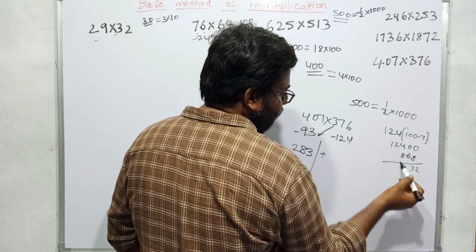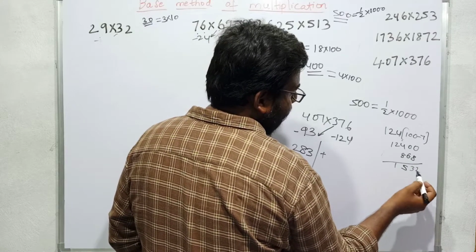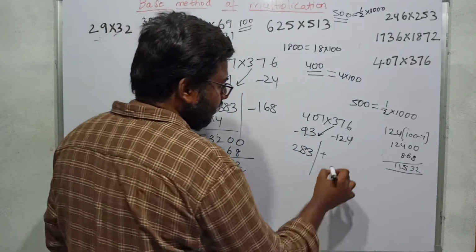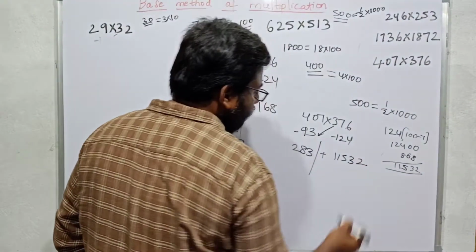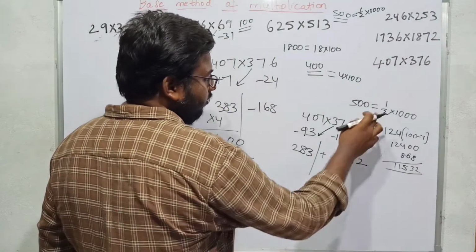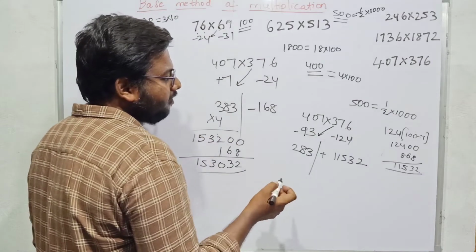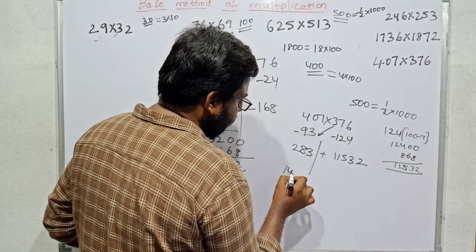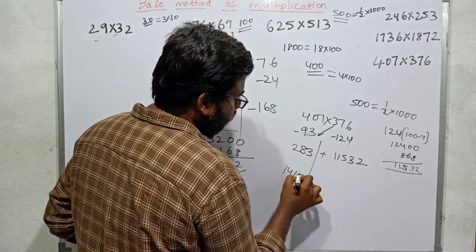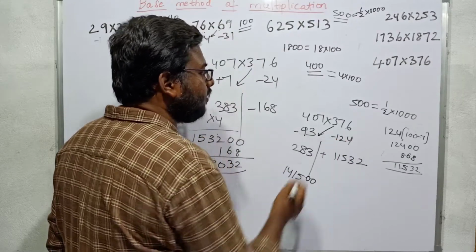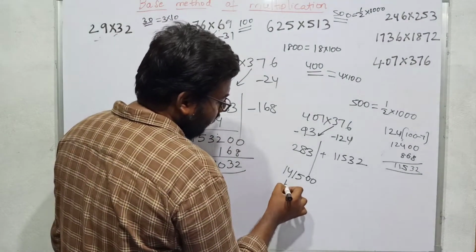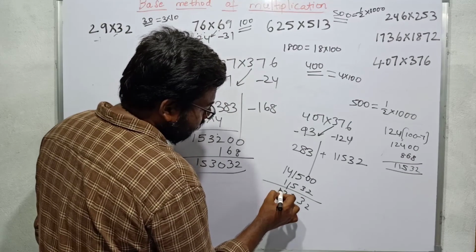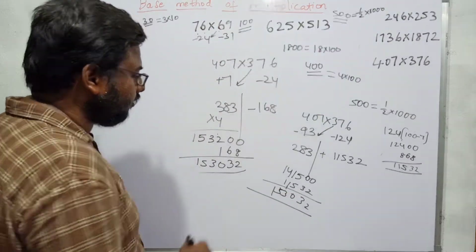From 13 if I subtract, I will get 5, and here will be 11532. So I got 11532 now. Now I have to put half here because the multiplication factor is half. If I take half, what I will get? 141.5. That means 141500, I multiplied this with 1000. If I add 11532, I will get 153032. You will get the same result.